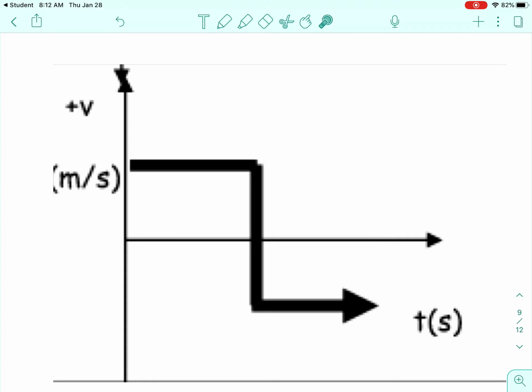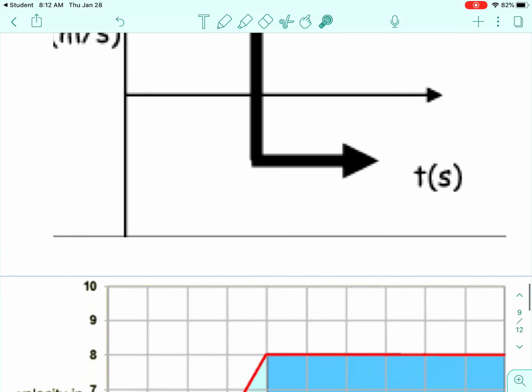So make sure that you're paying attention to whether the graph is labeled as a distance or position time graph, or is it labeled as a velocity time graph. And then you can look at your index card to help you determine what the lines mean.